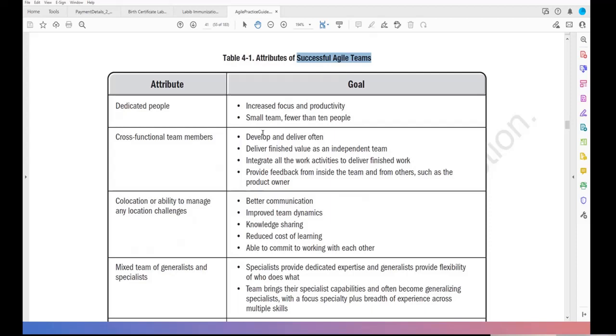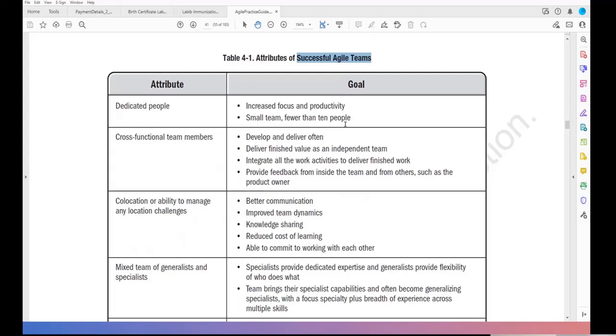You will get some scenario-based questions based on that. So dedicated people's goal is increased focus and productivity. A small team, fewer than 10 people. So this is an important thing. You may get some question like that: how many people can you have in an agile team? They are saying less than 10, but it's preferable 5 to 6 people. If it's a small team, you can manage it at the micro level. But if it is bigger than 10, then you need to break down the team into agile teams.